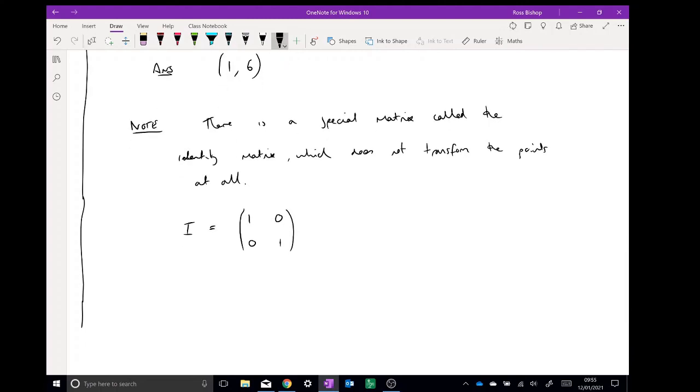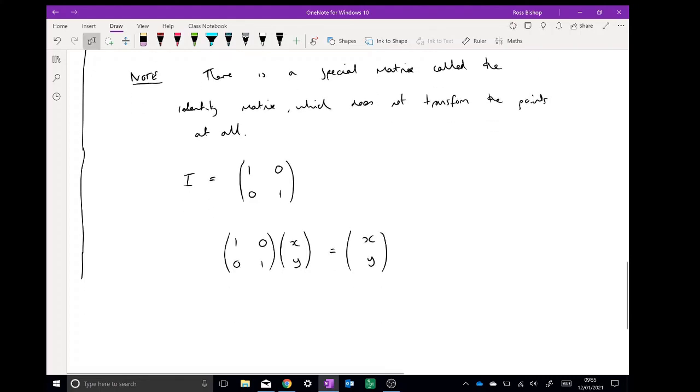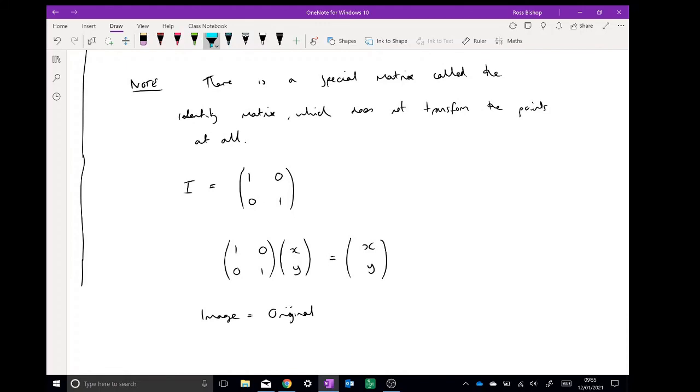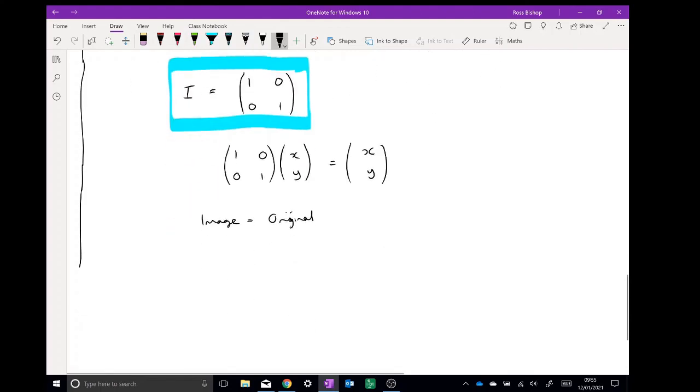You can show this quite easily because (1, 0; 0, 1), if it was a transformation matrix, and I multiply it by any coordinate, x, y, my solution is going to be 1 times x plus 0 times y, and then 0 times x plus 1 times y. So I get the same coordinate. My image equals my original, and therefore no transformation. This is quite a special matrix. There are a few uses of that, which we'll see in the next video. But for now, you need to know that that is the identity matrix.